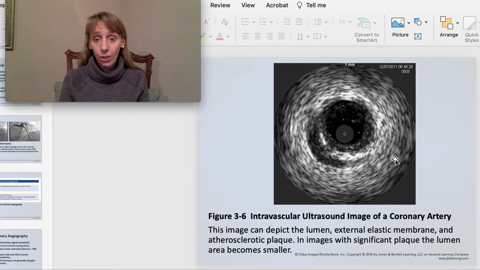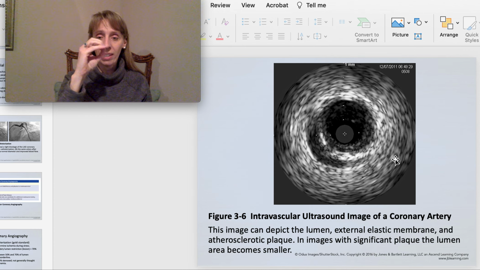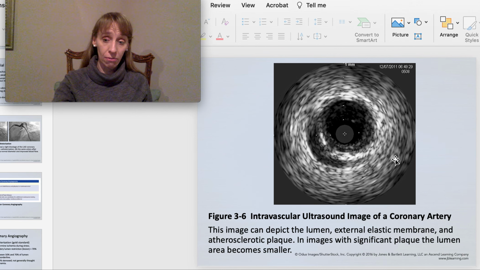This is a great looking photo. This is showing you an intravascular ultrasound image. This is showing the doctor how clear or how blocked the lumen is, if there's a lot of plaque in that lumen or not. Obviously, if there's a lot of plaque, it's going to become more narrow and restrict blood flow and cause a lot of problems.